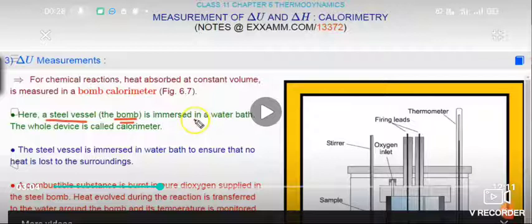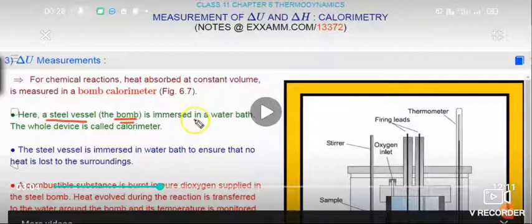Here a steel vessel is immersed in a water bath to ensure that no heat is lost to the surroundings. The steel vessel is known as the bomb. The combustible substance is burnt in pure oxygen supplied. So you take a calorimeter and keep the fuel, and oxygen is supplied under pressure in the steel bomb. Even when it bursts, it cannot come out. That is why it is known as a steel bomb.